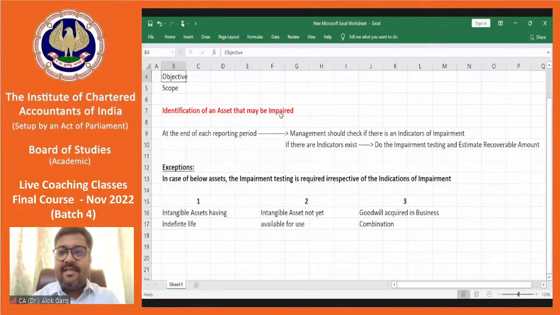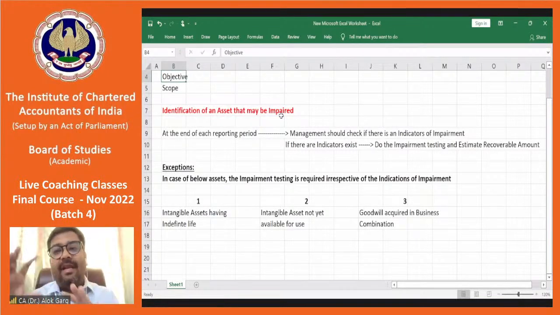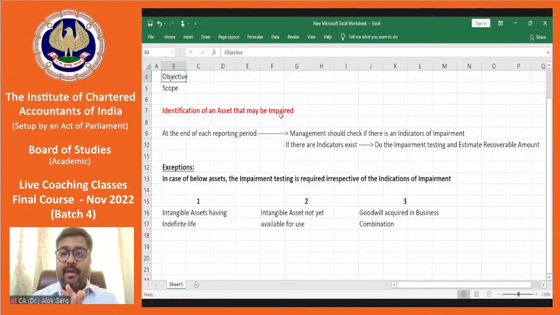For other assets, if there is an indicator, you have to go through with the detailed impairment testing. You have to calculate the recoverable amount. But for these three assets, you have to do the detailed impairment testing and calculate the recoverable value straight away, right? Is it clear?